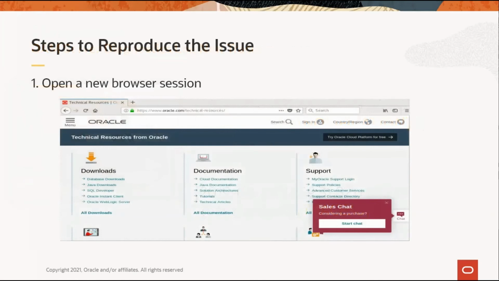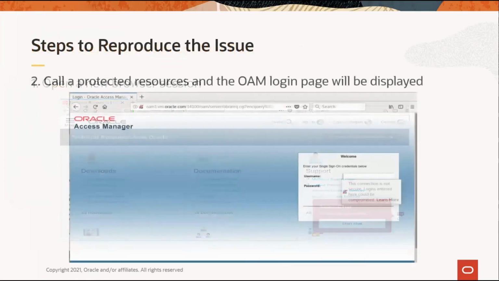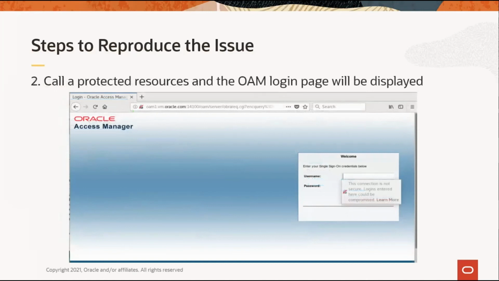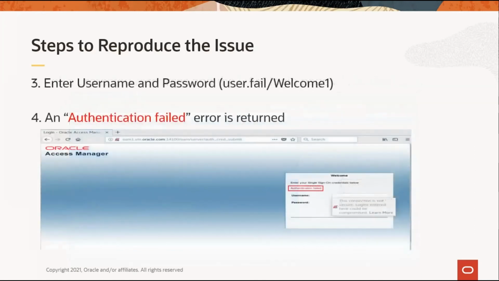Step 1, just open up a brand new browser session. Step 2, call a protected resource and the OAM login page will be displayed. Step 3, enter your username and password. And then step 4 is where we see the authentication failed error returned.